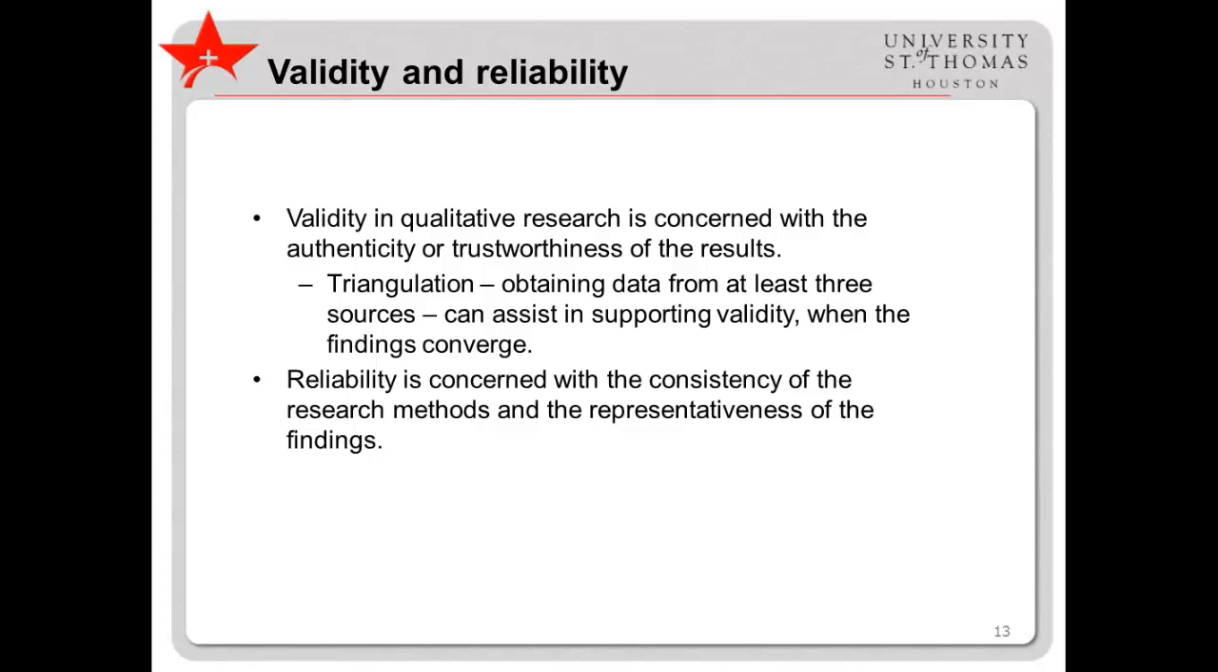To increase validity, qualitative researchers often use triangulation, obtaining data from at least 3 sources. When the findings across sources converge, this lends support to the idea that the findings are valid. Reliability is concerned with the consistency of the research methods and the representativeness of the findings. In other words, was the researcher consistent in conducting observation and interviews, and was a sufficient sample of records examined? If so, the findings are less likely to be biased and thus more likely to be representative of the true state of affairs.